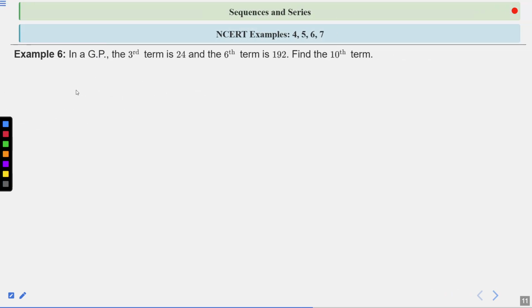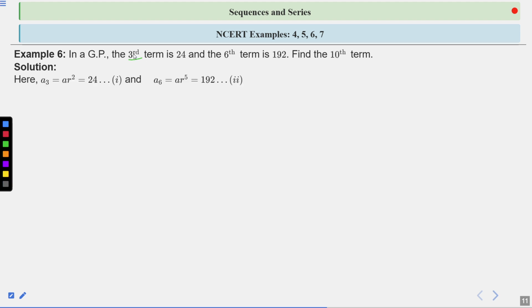This example. In a GP, third term is 24, sixth term is 192. Then we have to find out the 10th term. Quite simple question. Solution.